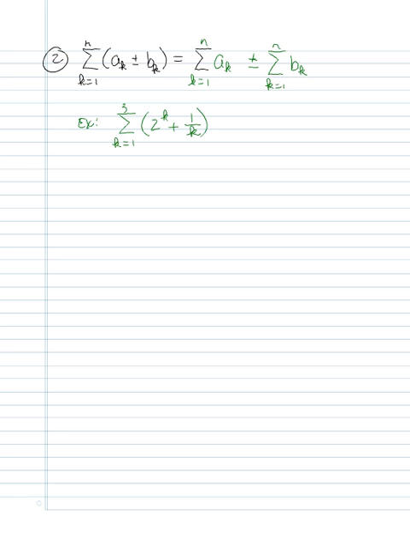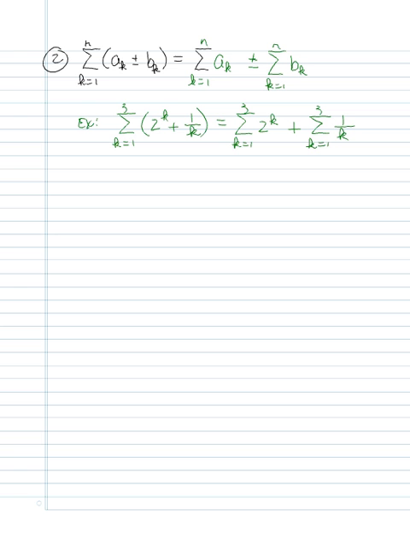And so this property says, well, we could write that as two summations. We could say, oh, it's the summation from K equal 1 to 3 of 2 to the power K plus the summation from K equal 1 to 3 of 1 over K. So we could break it into two summations, is the idea.